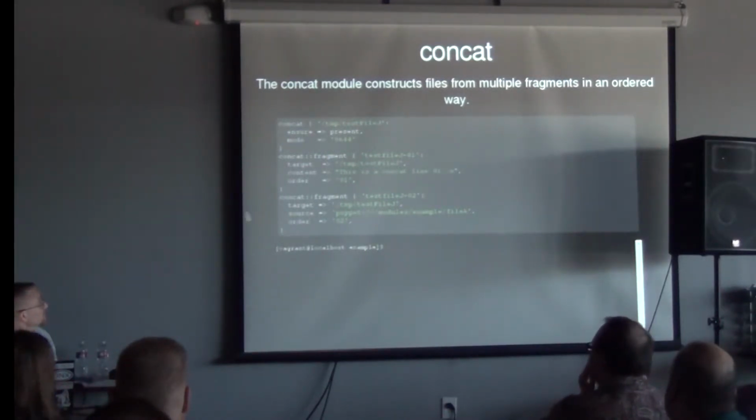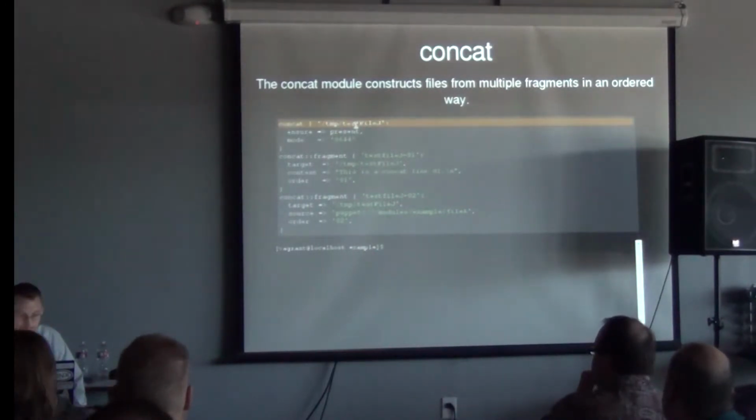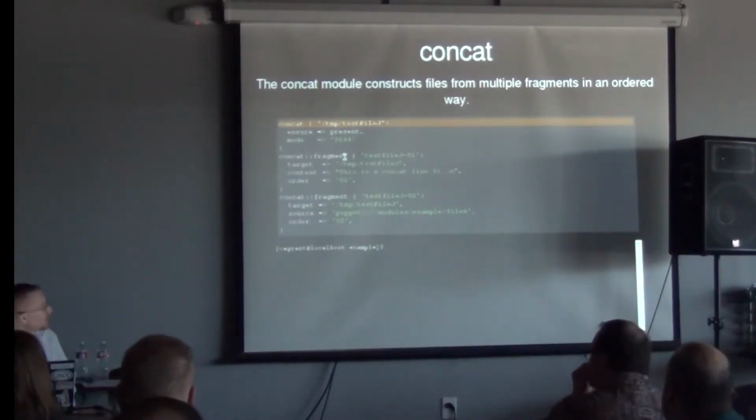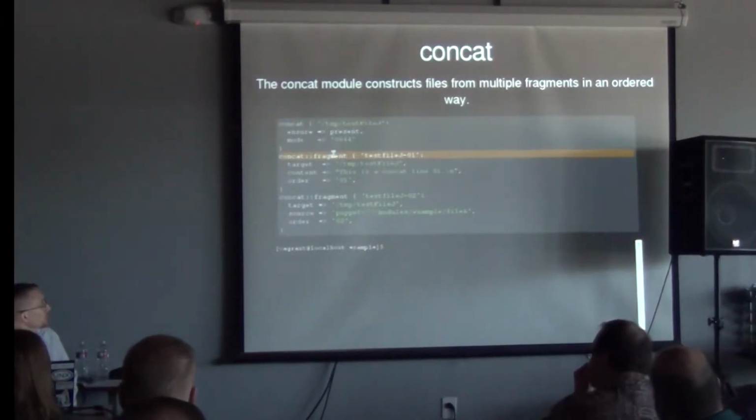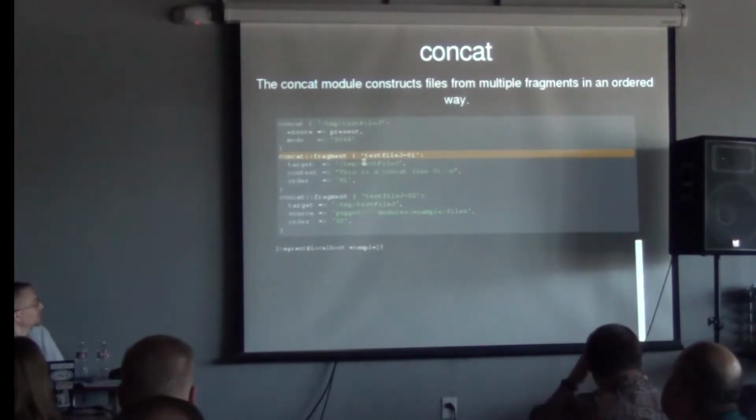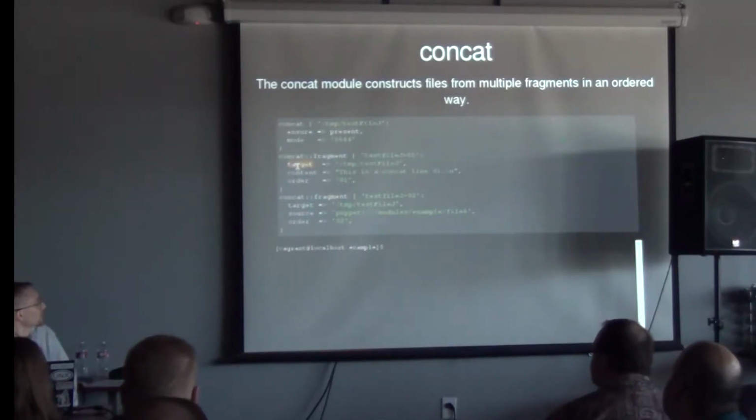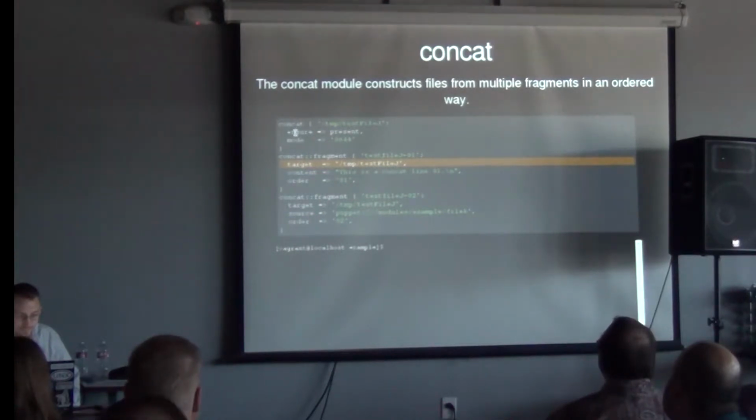Now what we're going to do is use the Concat resource, and very similar to the file resource, we're going to define a file that we're going to write out. We're going to set it ensure present, and the mode. You can also set a group and owner, those sorts of parameters. And then we're going to give it a fragment. So the first fragment that we're going to define, we're going to give it a unique name, call it test file J-01. We're going to give it the target parameter to tie it back into the primary Concat resource.